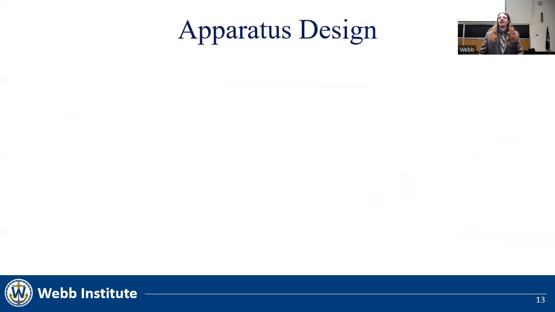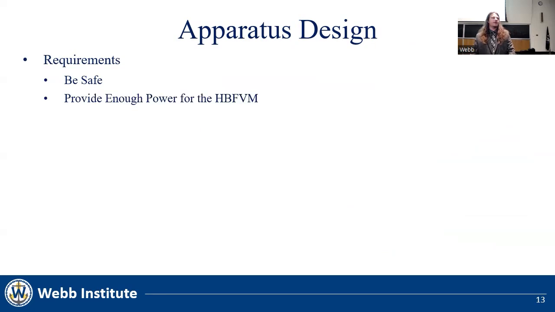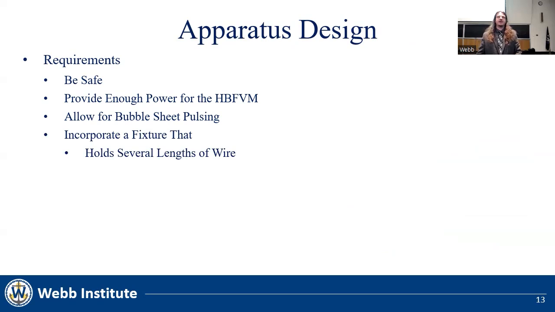In regards to my apparatus design, there were a few key requirements. This included that it had to be safe, provide enough power for the hydrogen bubble flow visualization method, allow for bubble sheet pulsing to take advantage of the benefits previously described, and lastly, incorporate a fixture that holds several lengths of wire in either a vertical or horizontal orientation, minimally disturbs flow so that natural processes are preserved, and is strong enough for use in the flow channel.